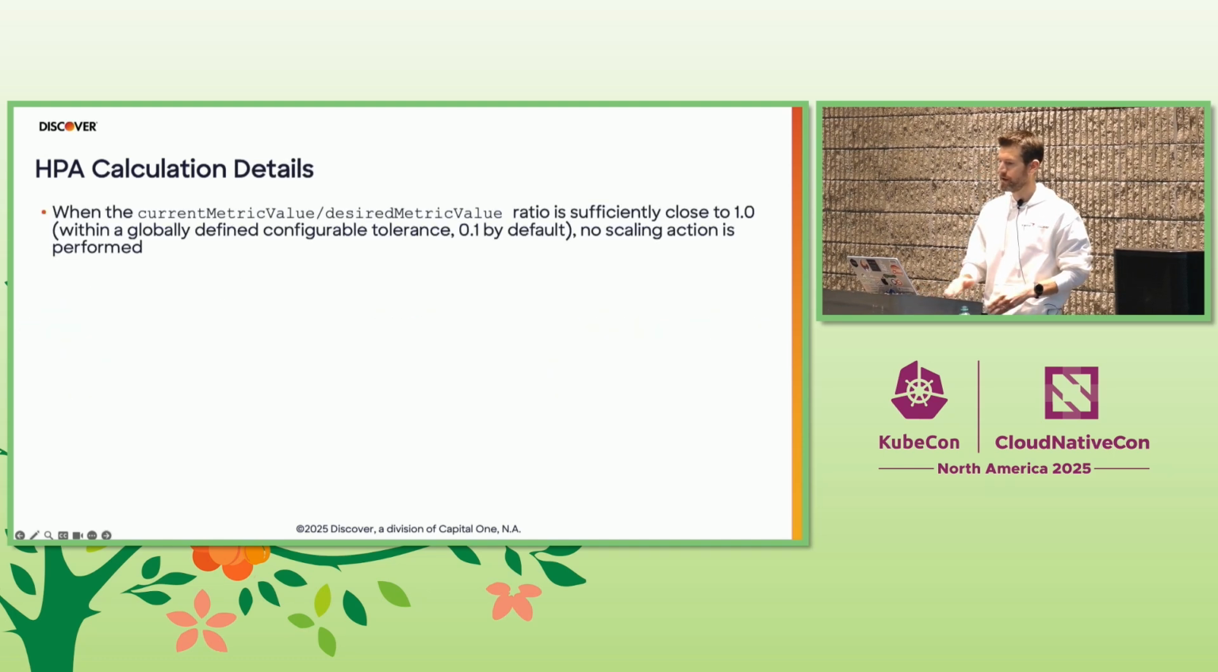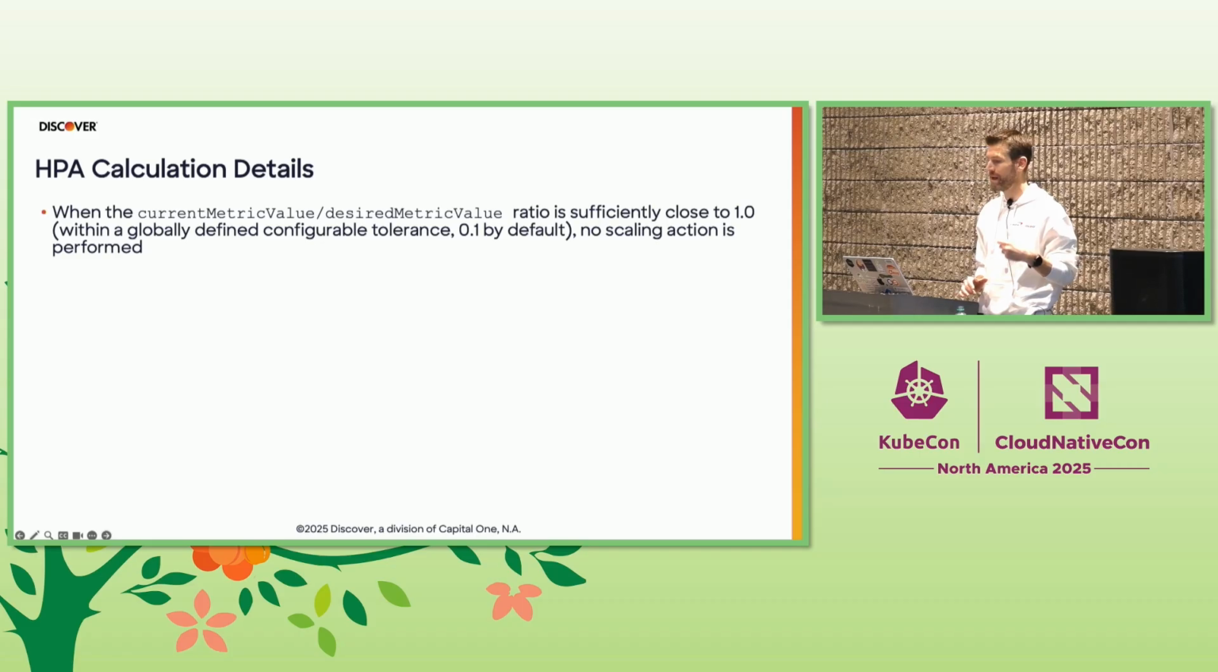And a few other details about the calculation. So when that ratio of the current metric divided by the desired metric is sufficiently close to 1, within 0.1 by default, in its configurable value, then it won't perform any scaling action.